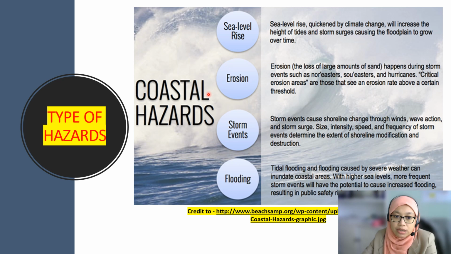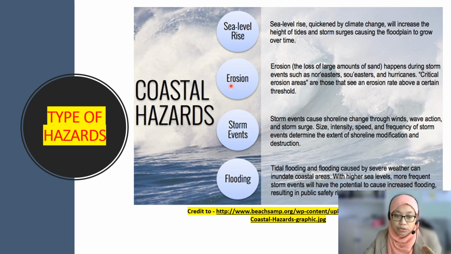This is actually some of the normal phenomena or geographical factors, related to sea level rise, where the sea level rise will quicken due to climate change, and this will increase the height of the tides and storms. Hence, it will cause some of the flooding in the floodplains to grow and increase over time.